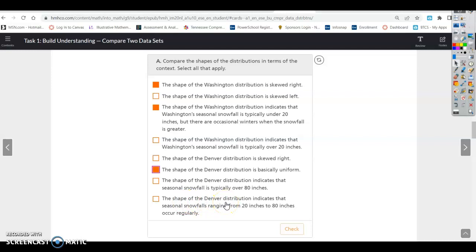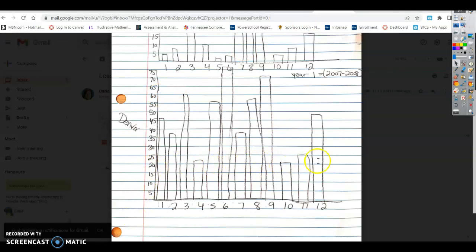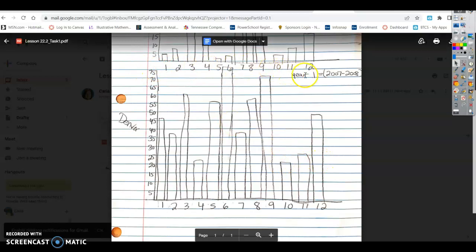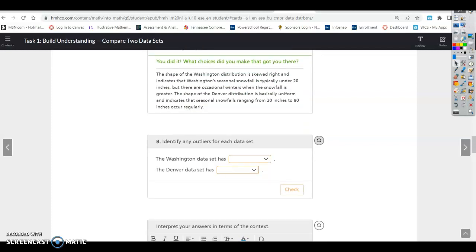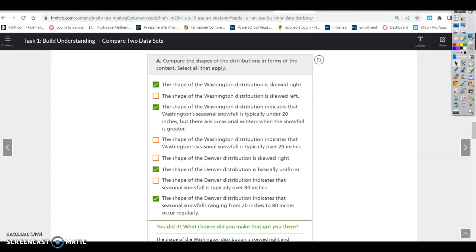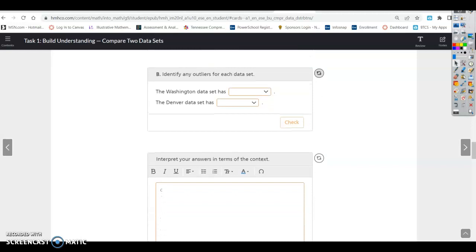The shape of Denver distribution indicates that seasonal snowfall ranges from 20 to 80 regularly. So that one would be true because if you look, here's 20, and it goes from around 20 to above 75. So the range would be from around 20 to 80. So that one should be true as well. And again, this is easier if you form a graph and then you can look at the graph to visually see if those answers make sense or not.